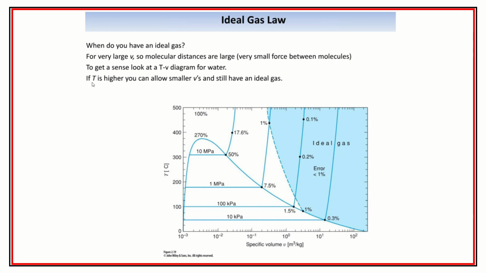So it says if T is higher, you can allow smaller V's and still have an ideal gas. To get a sense, look at the TV diagram for water. So for very large V, that's specific volume, the molecules' distances are very large. So you have very small forces between the molecules. Then you can use the ideal gas. A lot of the ideal gas treatment is that the forces aren't really strong between the molecules.